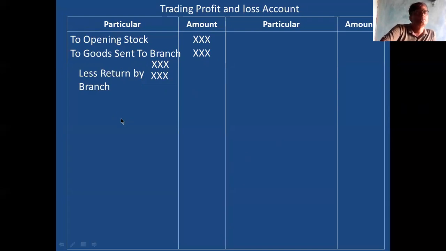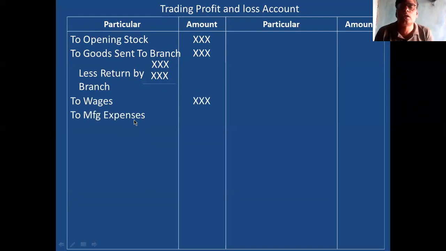After purchase, you write wages, manufacturing expense like carriage inward, octroi, gas, electricity, then production expenses. You write the expense relating to trading account. You know that. What is the first item on the credit side? By sales.